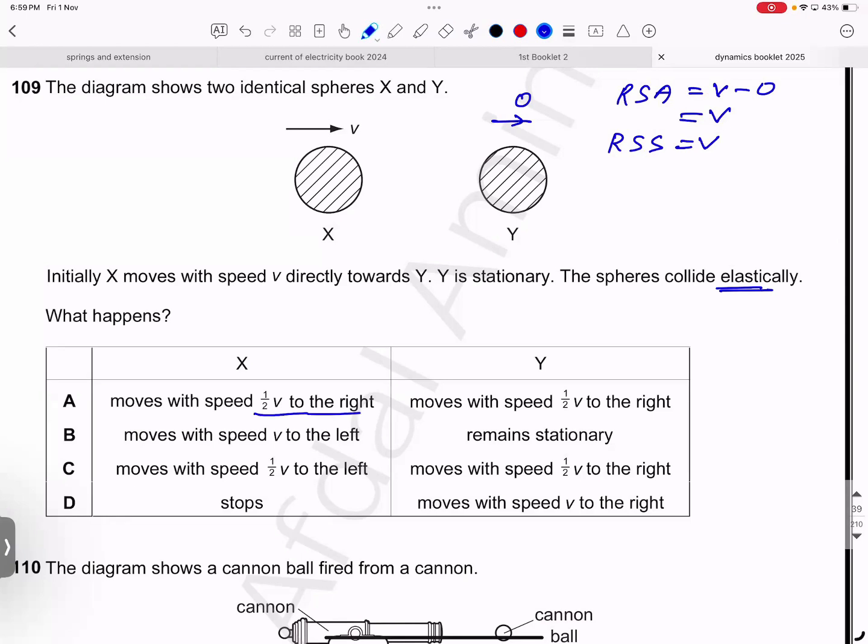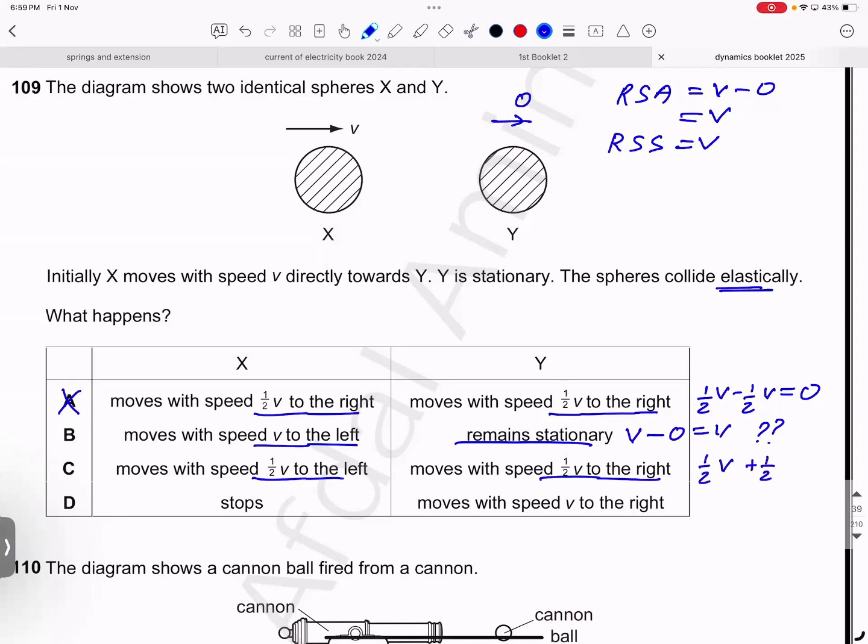Half V to the right, half V to the right. So the relative speed will be 0. Option A is wrong. Same side, we subtract the speeds. V to the left, Y stationary: the relative speed will be V minus 0, V. Possible, but I don't think it is right. Moves half V to the left, half V to the right: half V plus half V equals V. Also possible. Also, X stops and Y moves V to the right: 0 plus V, V. Also possible.